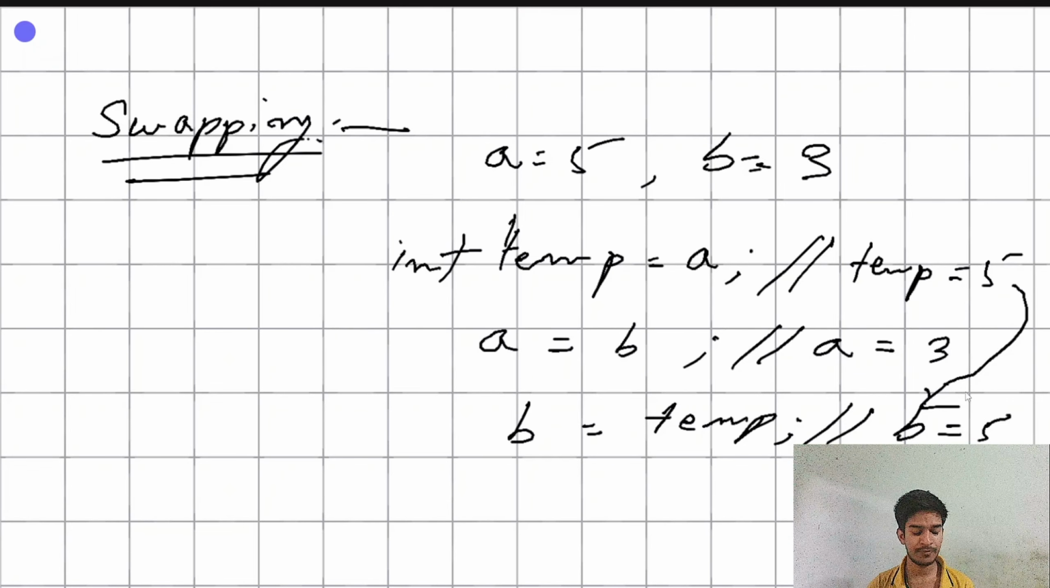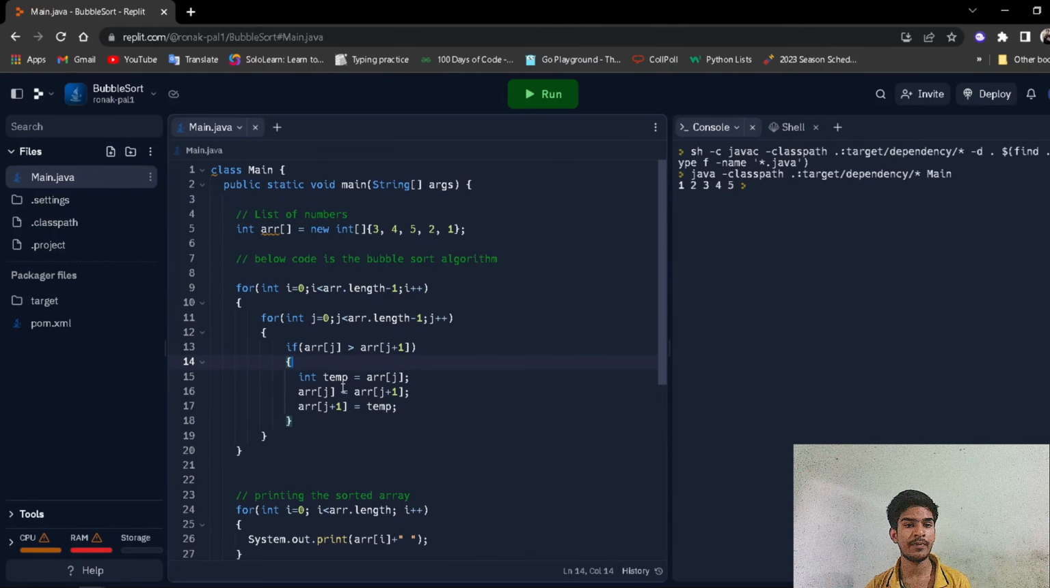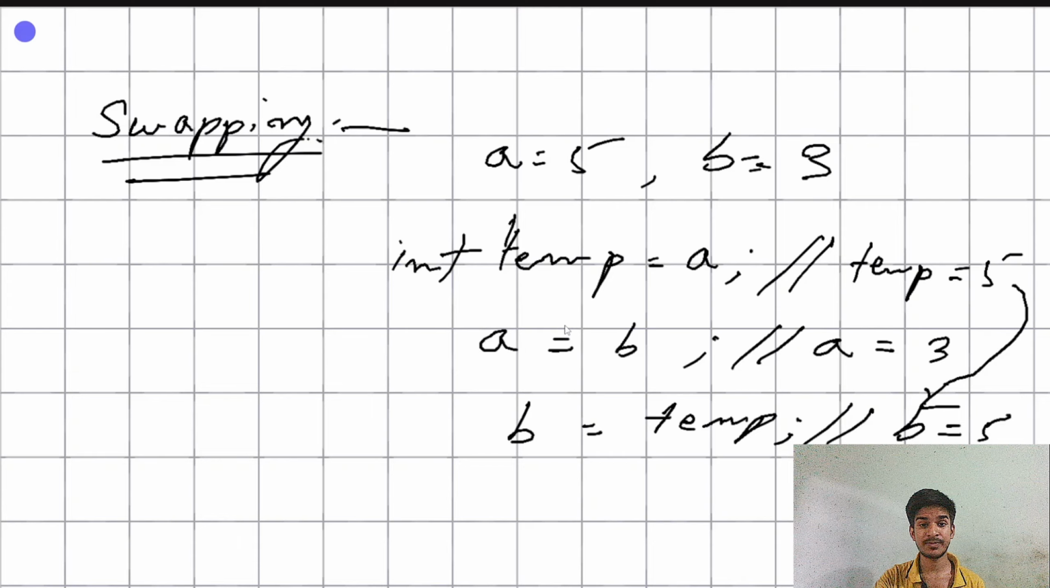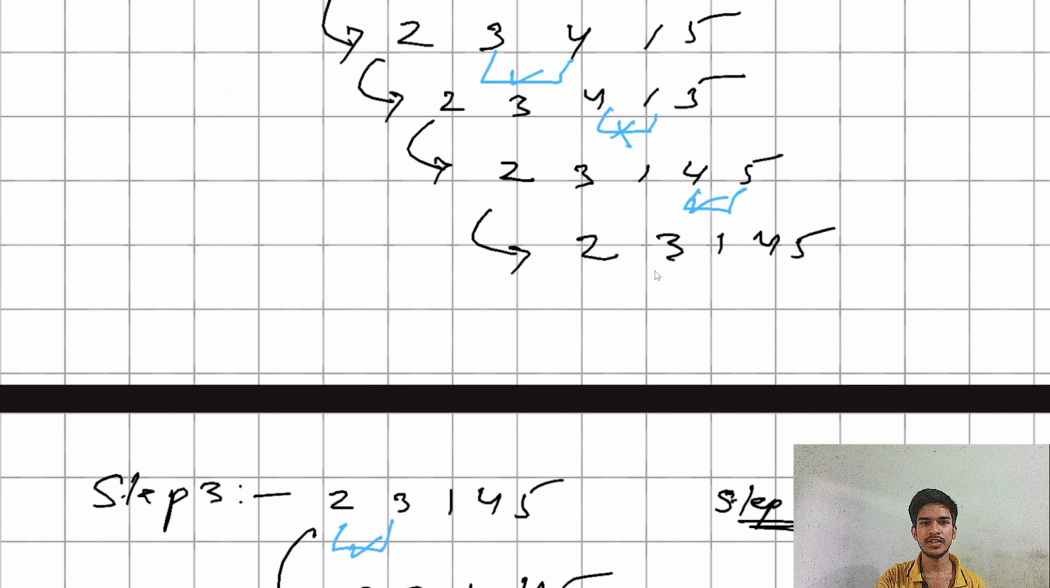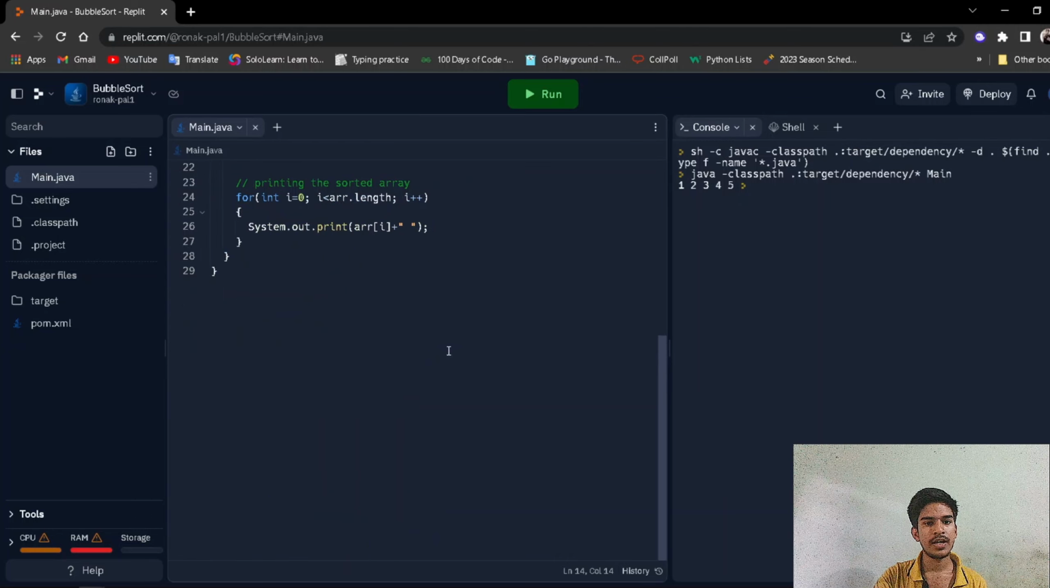That's what I've written here, that's what I've written in temp equal to rj. It's basically swapping the two elements, swapping the values of the two elements. So that's how it works. It will sort the whole thing, how I explained it here. It will just sort the whole thing like that.